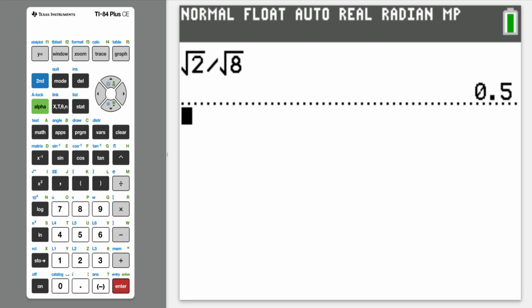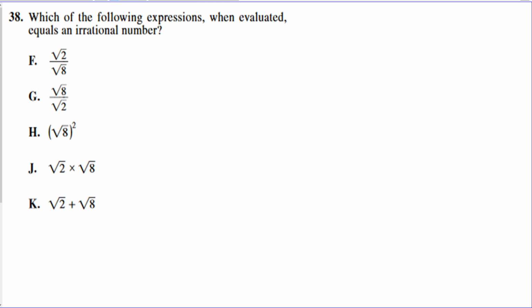Instead of going to my calculator and spending all that time typing it in, here's what I know about my radical rules. Let me bring up the problem again. The square root of 8 over the square root of 2 is the same thing as the square root of 8 over 2, if I can put them back into the same radical, and that's really the square root of 4. The square root of 4 is 2.